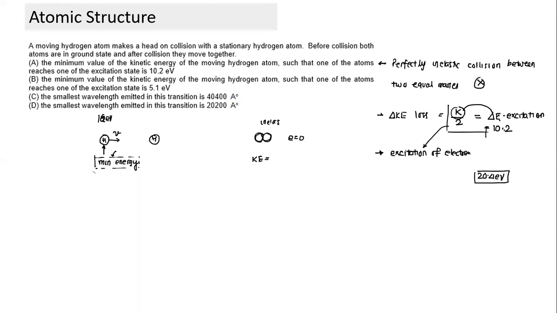Corresponding to this, when it gets excited, it will come back to the ground state. So if K by 2 perfectly matches the energy gap between 1 and 2, it will be 10.2. What if K by 2 matches 1 to 3? In that case, it will emit a photon with energy equal to the transition from 3 to 1. Where is the maximum wavelength? Maximum wavelength will correspond to only this. So what is the maximum wavelength equal to here?